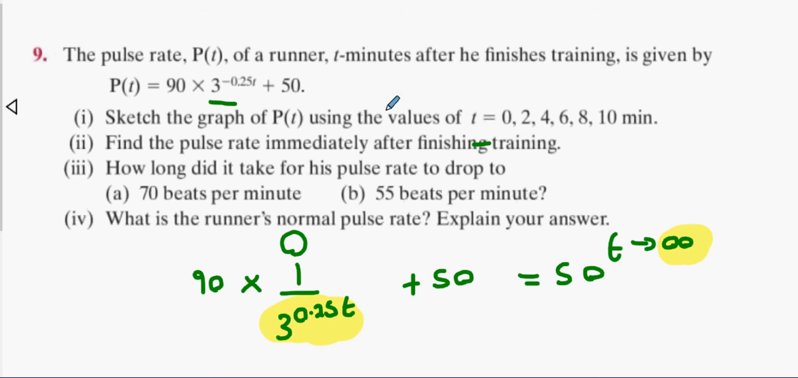Alright. We're going to move on now. What did we do? 5 and 9, was it?